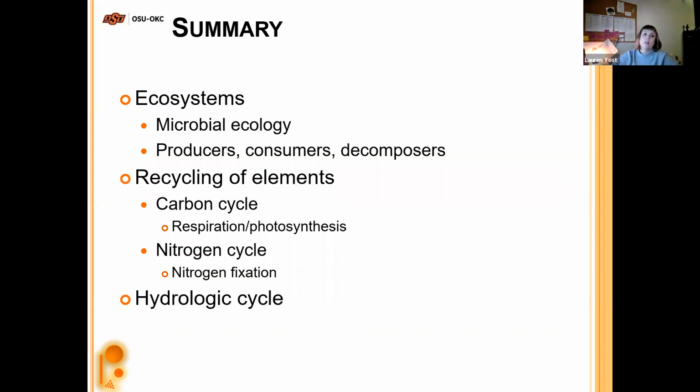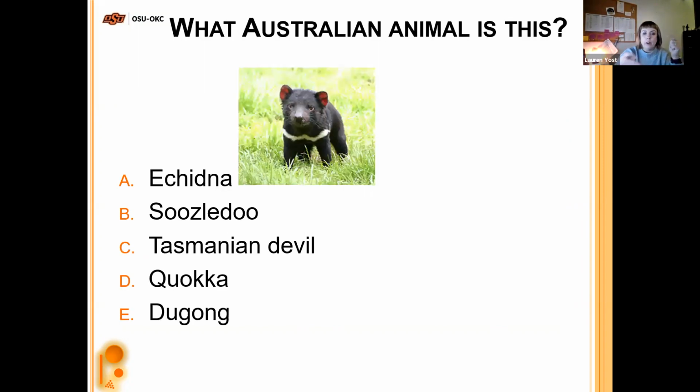Maybe another day. So that's it for chapter 24. Now don't get too excited because we still have to do chapter 25. Okay. So chapter 24, we talked about the ecosystems, the cycling of the elements, and the water cycle.